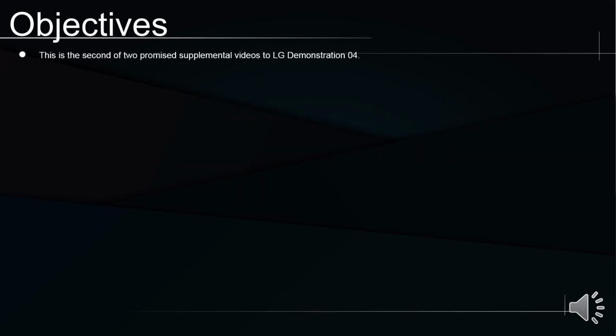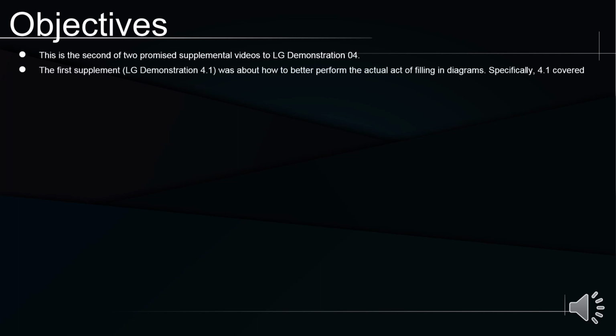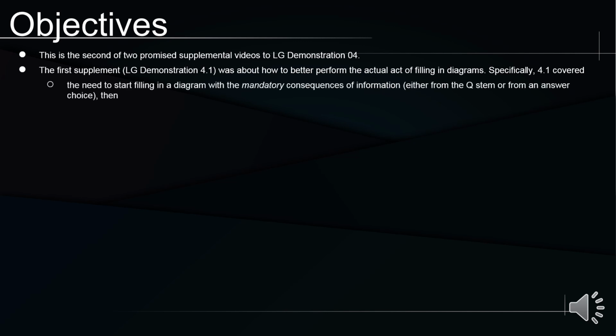So this is the second of two promised supplemental videos to LG demonstration number 4. The first supplement, which was 4.1, was about how to better perform the actual act of filling in diagrams. So this wasn't about deciding whether or not you were going to fill in the diagram. This was just about, I've chosen to fill in the diagram, how do I do it? So more specifically, 4.1 covered the need to start filling in a diagram with the mandatory consequences of the information you inserted, which either came from the question stem or from an answer choice.